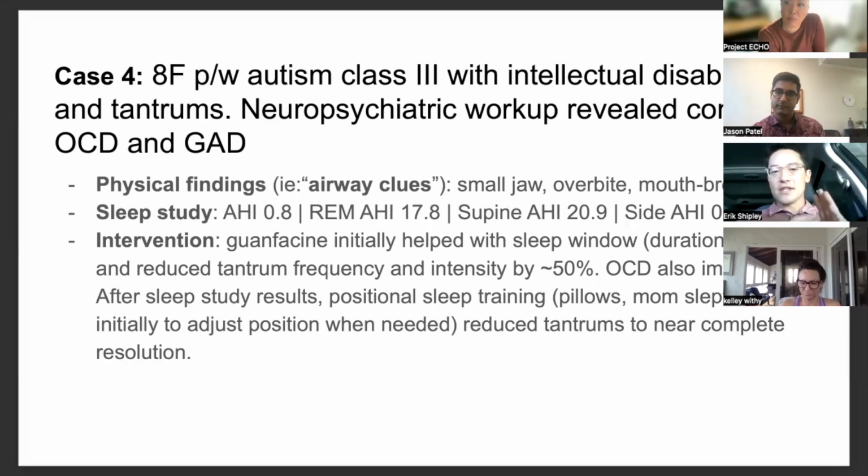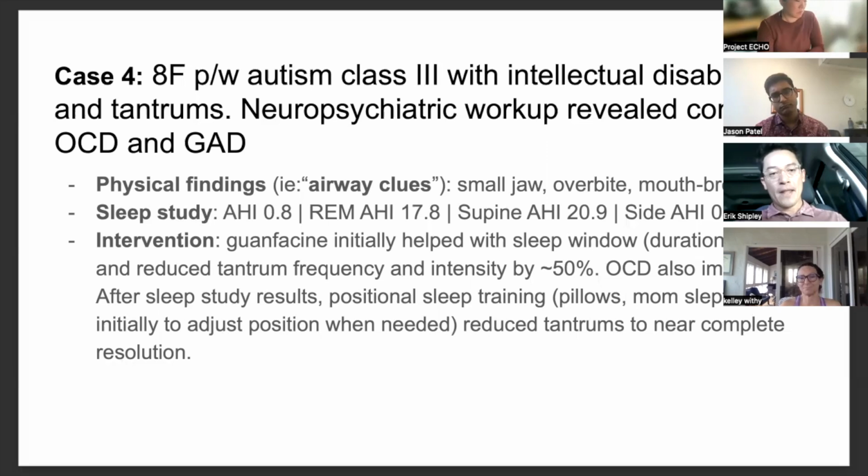That actually decreased the tantrum frequency by about 50%. Again, sleep window does a lot. OCD also improved with that. Unusual, it's a little clinical pearl. It's not all about the serotonin system. OCD generally responds to high doses of SSRI. That's the industry standard, that's what we talk about. But I've helped multiple cases of OCD with no SSRIs and just fixing the sleep window.